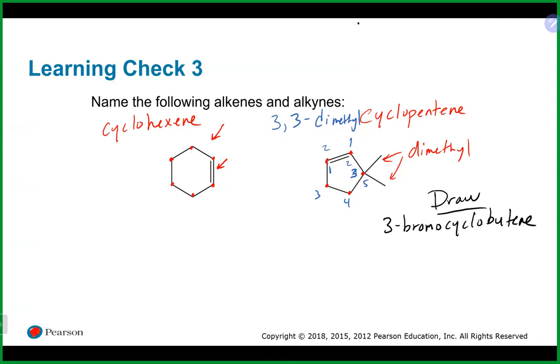You do. So you do need to give the number of each group, regardless if they're on the same carbon or not. If they are on the same carbon, you have to give the number twice. That tells people that both of those groups are on carbon number 3. Other questions? Okay, we're going to draw here.